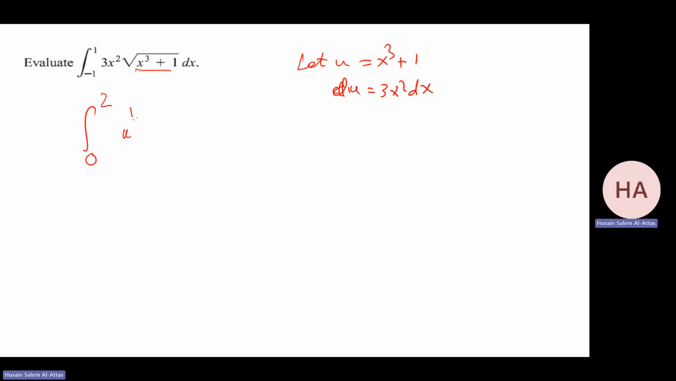I have u to the power half du. And that gives me 2 over 3 u to the power 3 over 2 from 0 to 2. If we do the calculation, that will be 2 over 3, square root of 2 cubed, which is 2 square root of 2, minus 0. That will be 4 square root of 2 over 3.